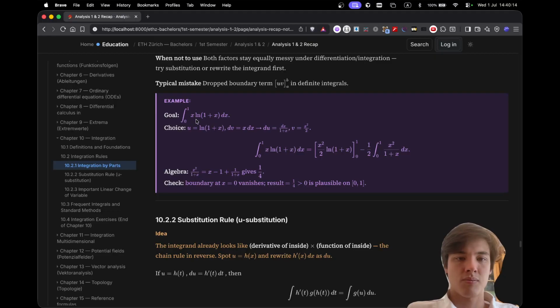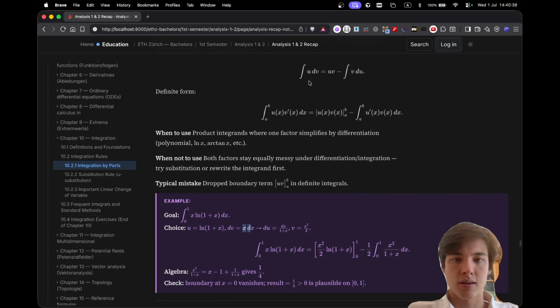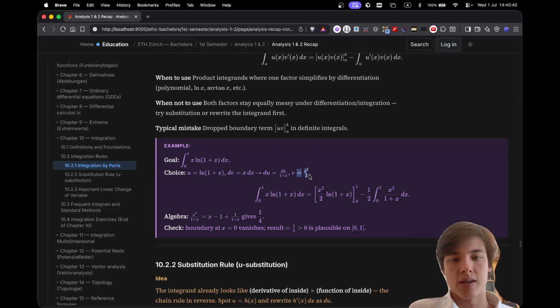Let's go for an example. x ln(1 plus x). Then u is this, dv is x dx. du is 1 over 1 plus x. And with v, if that is dv, here we integrated, x squared.